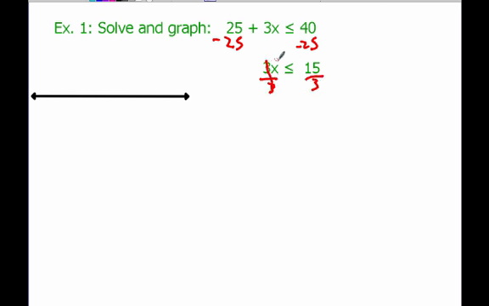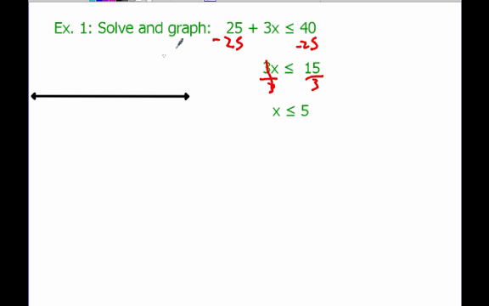On this side they cancel. I'm going to have x. On the other side I'm going to have 5. Because this is a positive 3, however, my sign stays the same. Don't have to do anything to the sign because this is a positive 3. And I get x is less than or equal to 5.